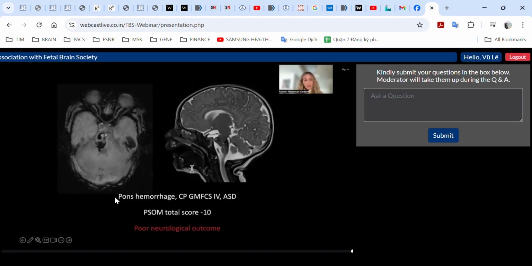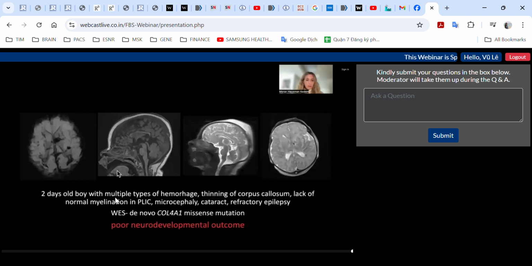And this is a term baby boy presented at 8 days of life with a pontine bleeding suspected to be due to a vascular malformation, but was never proven. Hematological workup was normal. He did not undergo whole exome sequencing, and he's now 5 years, and he has a very severe neurodevelopmental delay and extremely abnormal neurological findings with cranial nerve palsies, with vision, hearing impairment, hemiparesis, and ataxia, and low functioning autism.